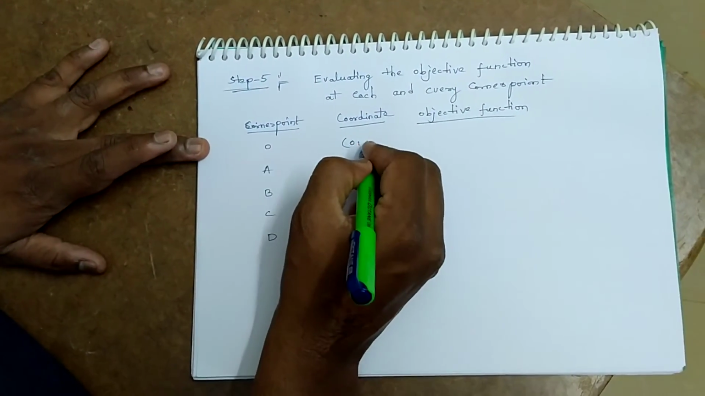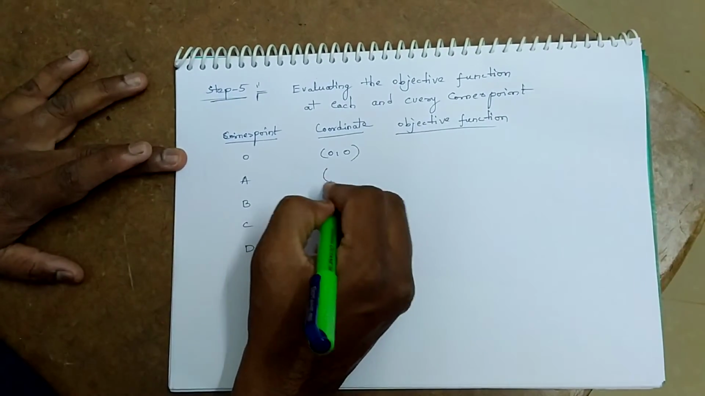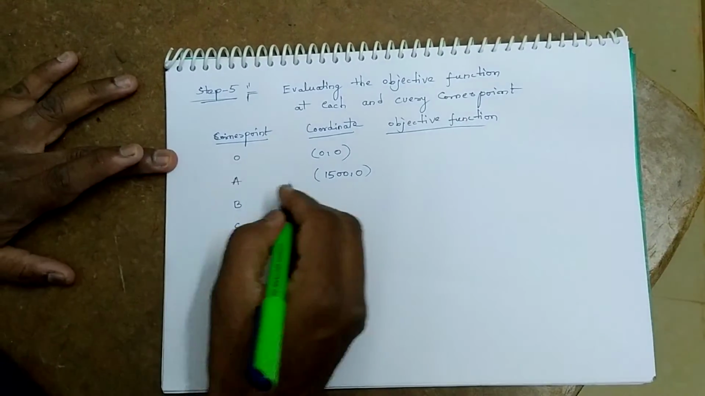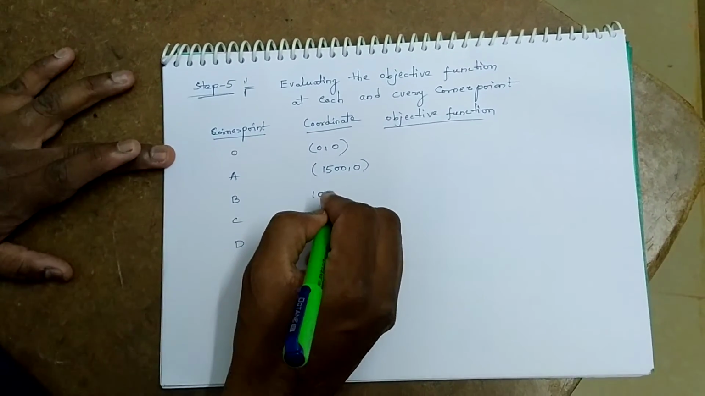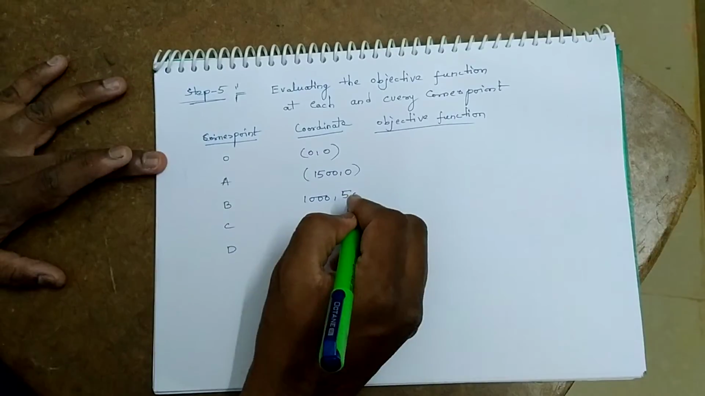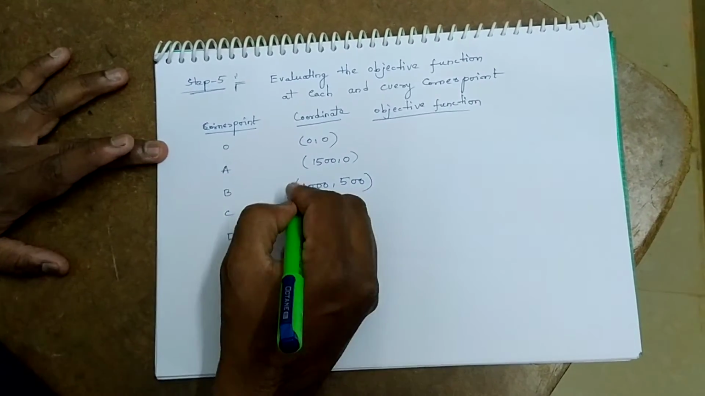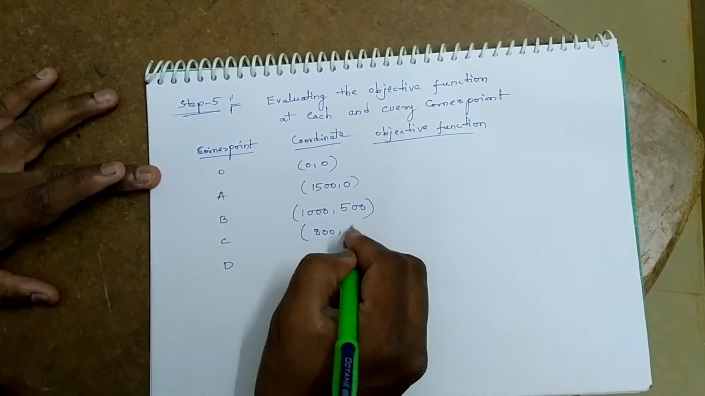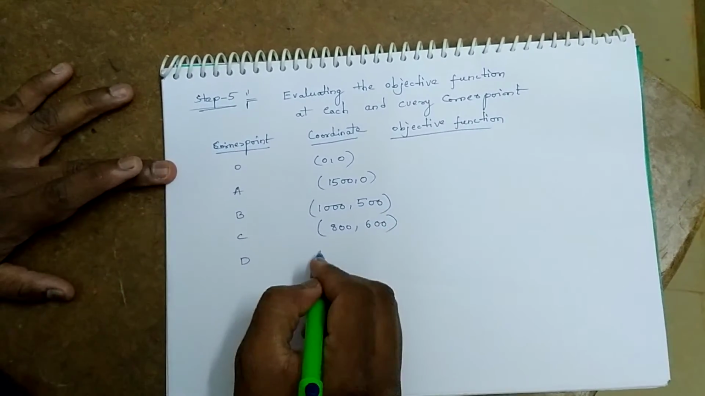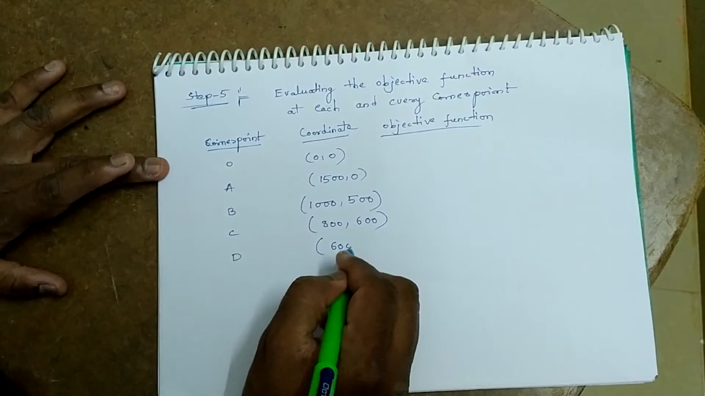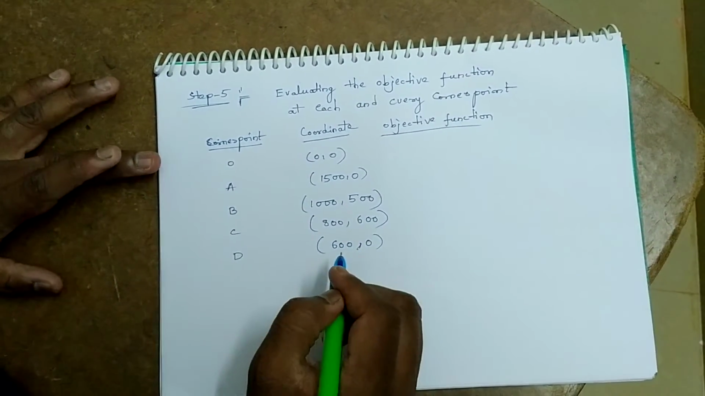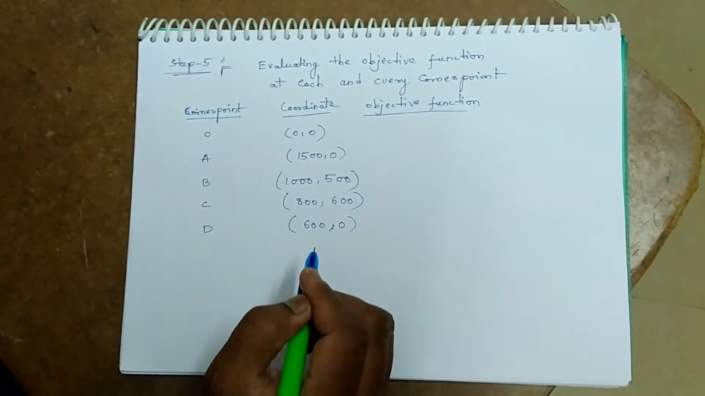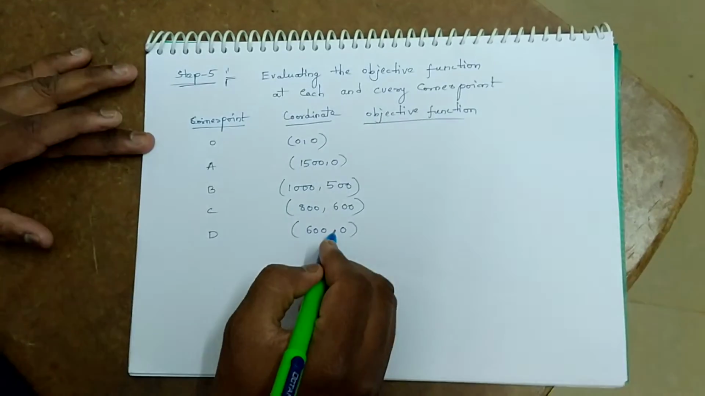The coordinate for O is (0, 0). For A, the coordinate is (1500, 0). For B, the coordinate is (1000, 500). For C, the coordinate is (800, 600). And for D, the coordinate is (600, 0). See, point D is on the x2 axis, something like an x2 line at (600, 0).